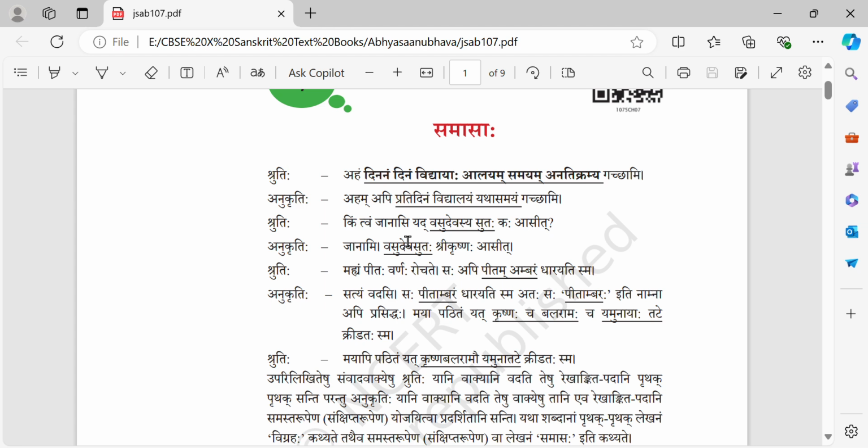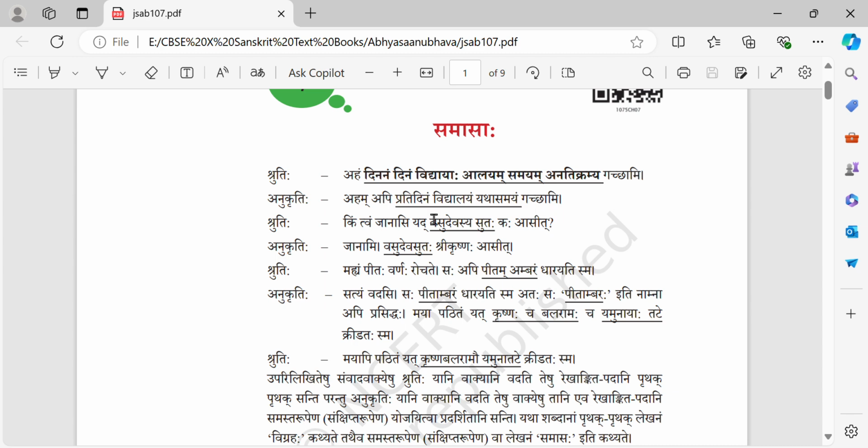Now let us begin the explanation. Samasaha. Now let me explain these lines, then I'll be going in detail with each and every word and sentence. Shrutihi. Aham dinam dinam vidyayaha alayam samayam anatikramya gacchami. Here there is a printed error. It should be dinam dinam. Aham dinam dinam vidyayaha alayam samayam anatikramya gacchami.